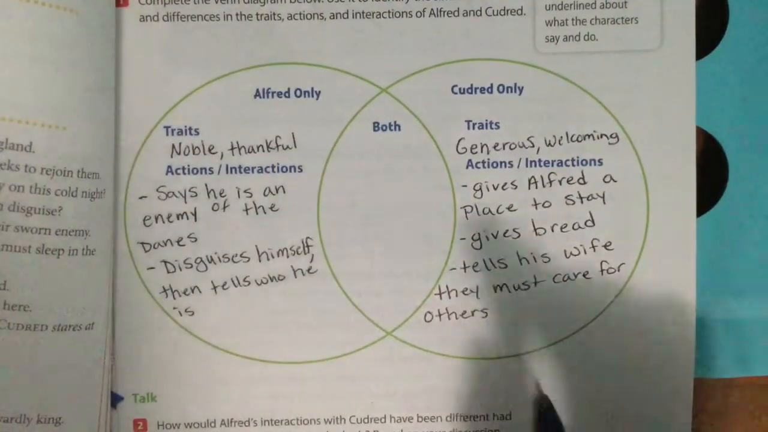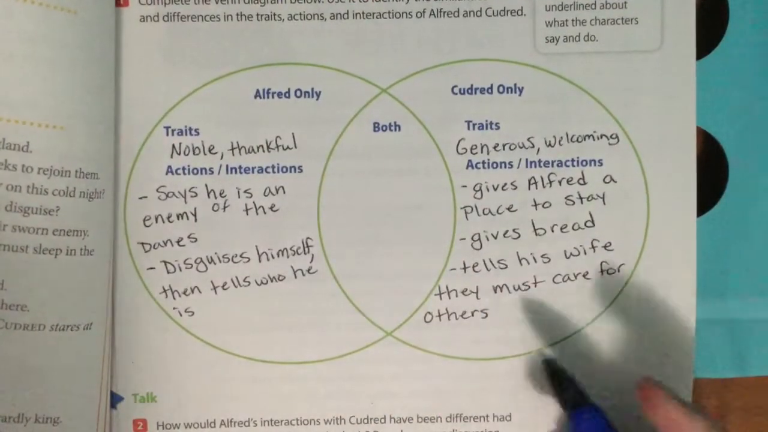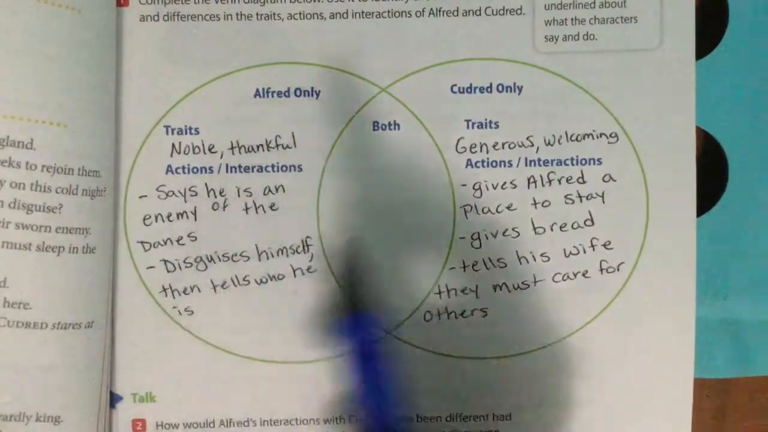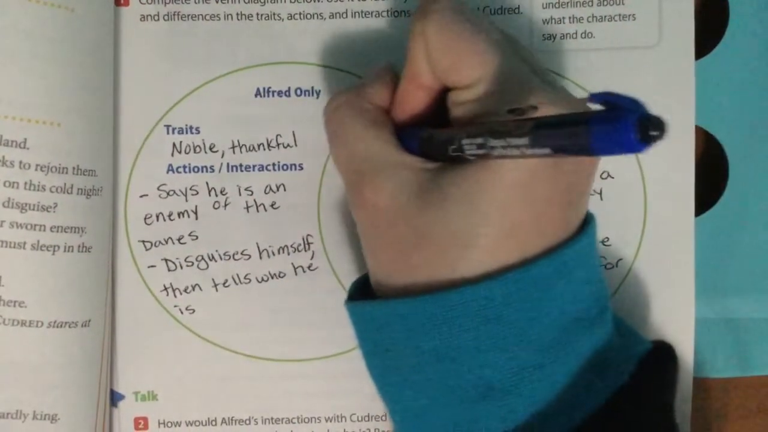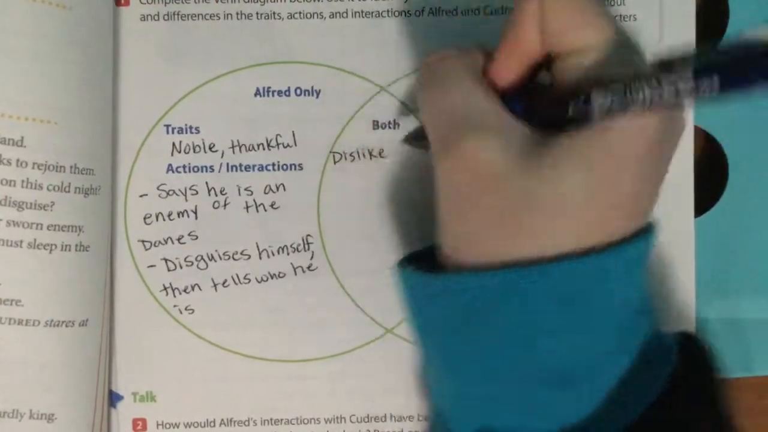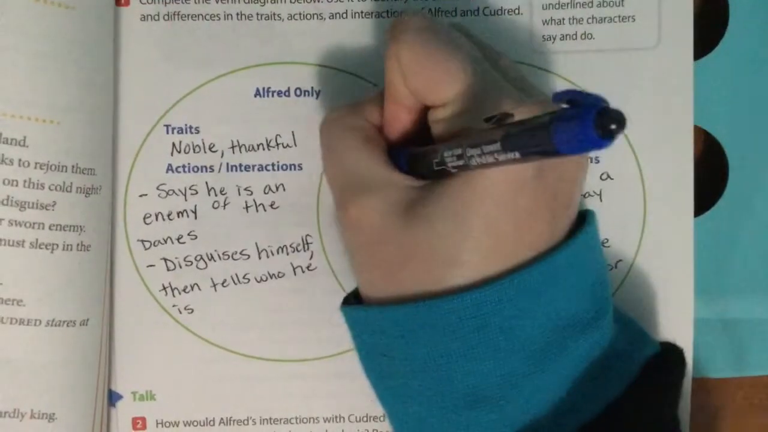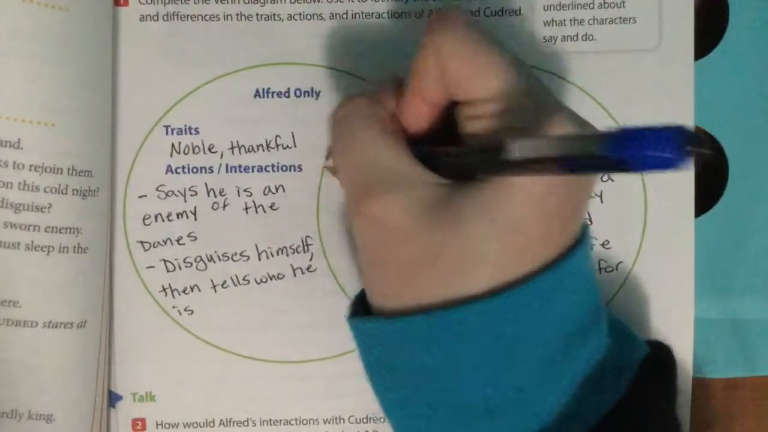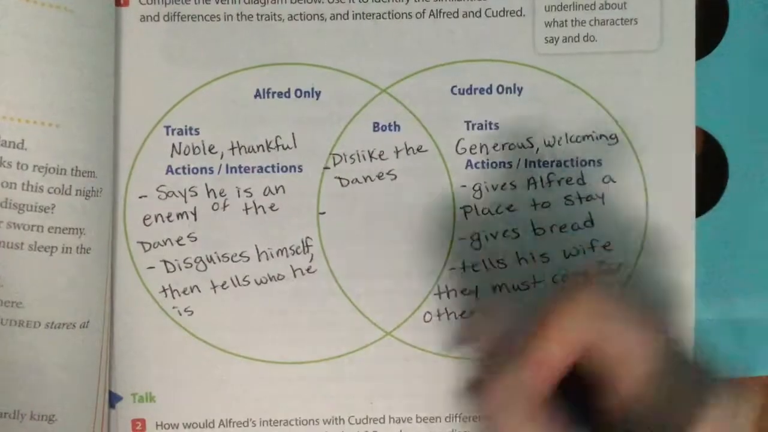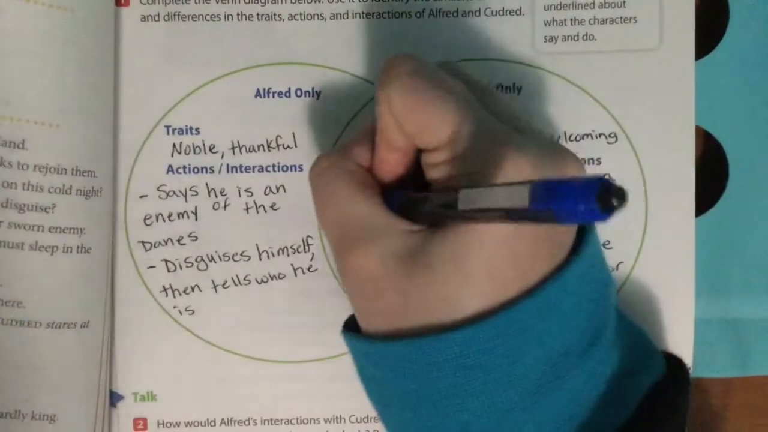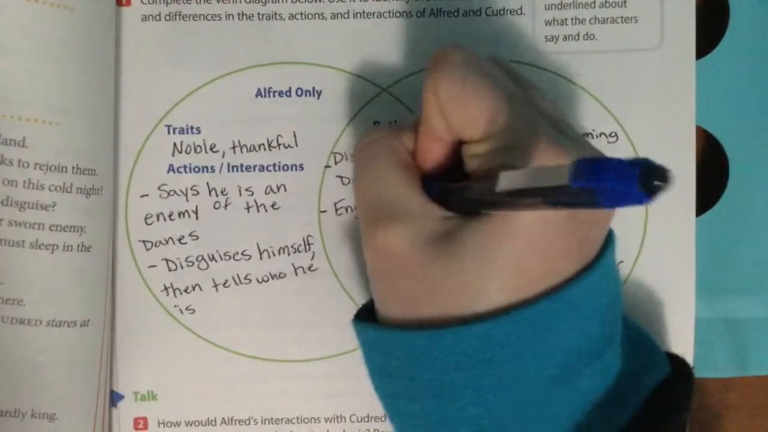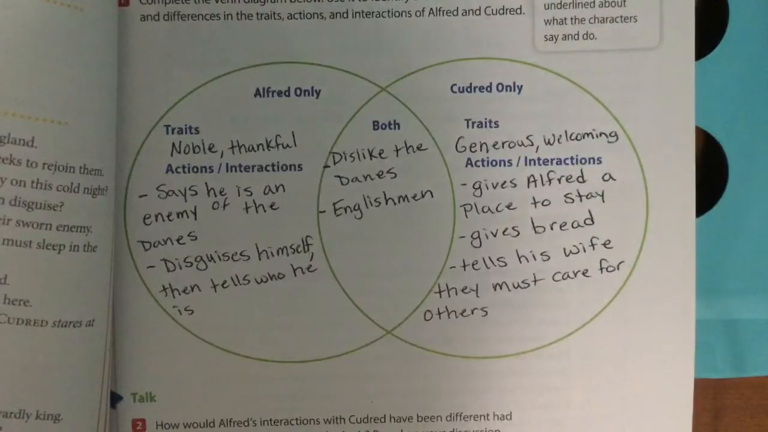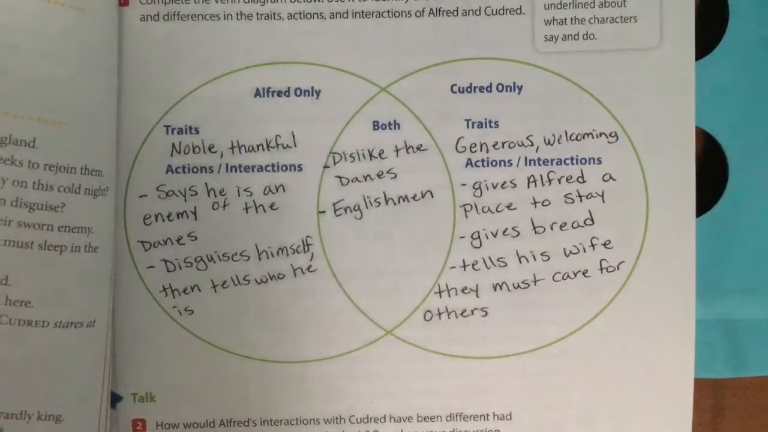Okay? Now, what are they both? Well, we both know they dislike who? The enemy here, who are the Danes. So they dislike the Danes. And it seems that they are then both Englishmen. Okay, they are both Englishmen.